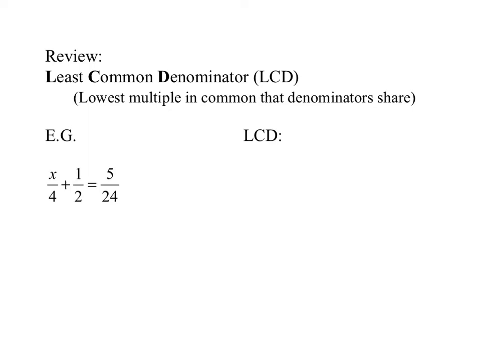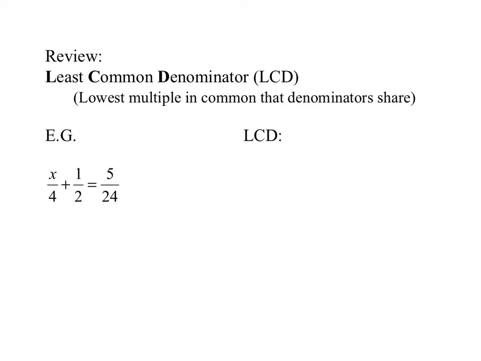One of the important things that we're going to need to do is to identify the least common denominator. Sometimes it's called the least common multiple. This is the smallest possible value that we can multiply to a fraction that will cancel out the denominator.